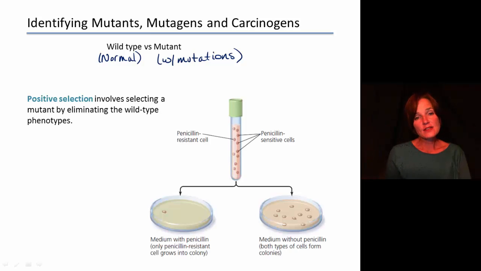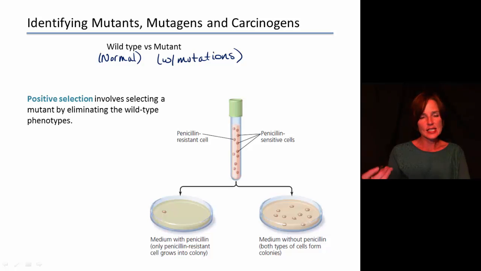So keeping those words in mind, if we talk about some of the different ways that we identify mutants, positive selection is going to be a process that involves selecting a mutant by eliminating, killing off all of the wild type phenotypes. The example that we have right here is you have a bunch of cells that are being grown in a particular media, just a normal media. And then we're going to take those cells and plate them on media that contains an antibiotic, and media that does not contain an antibiotic. Typically this particular strain, this wild type, is not resistant to antibiotic. So when we plate it on the plate that doesn't have antibiotic, we get lots of growth, and we have no way of identifying whether there's any mutants there.